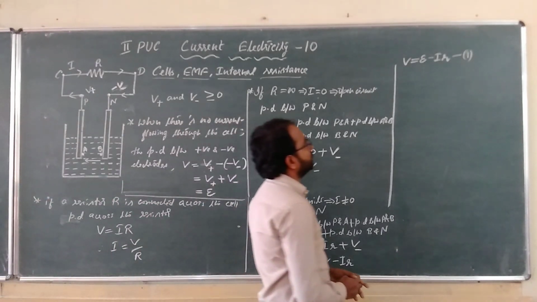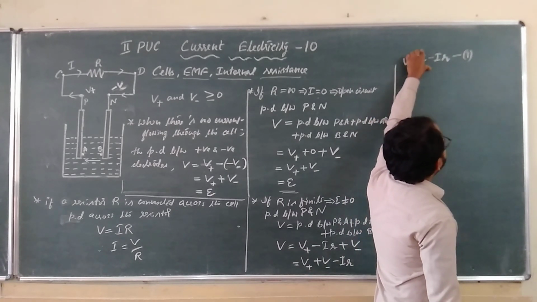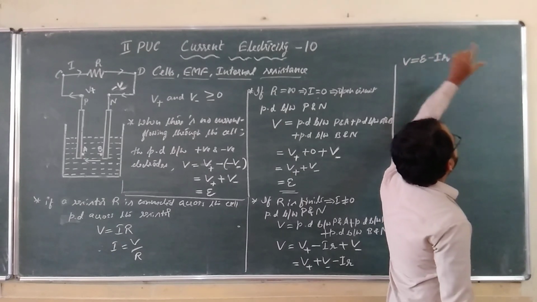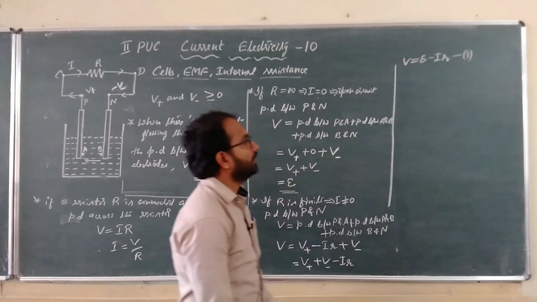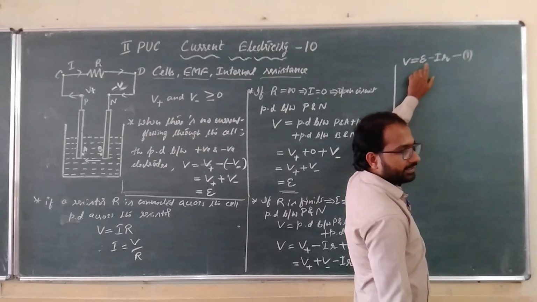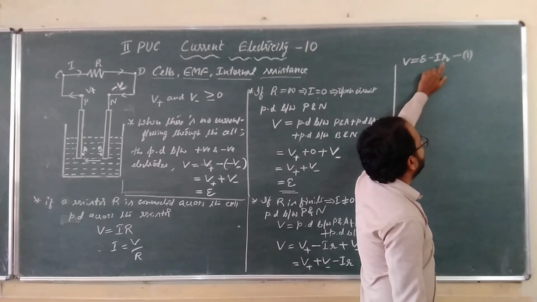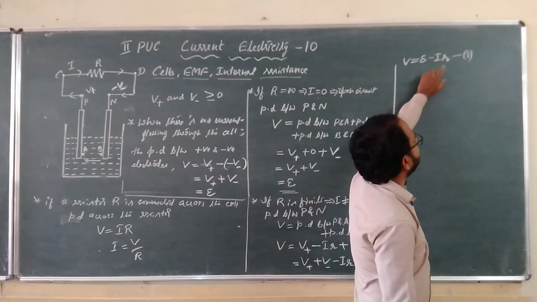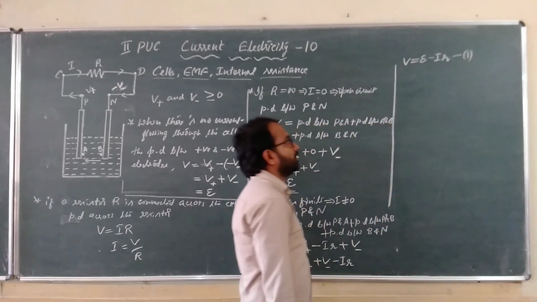So V is equal to E minus IR. The terminal potential difference is lesser than the EMF of the cell by an amount equal to the lost voltage across the internal resistance. So please do remember, this terminal potential difference is always lesser than the EMF of the cell by an amount, the lost voltage, that is the potential drop across the internal resistance of the cell, which is called lost volt, right? So the terminal potential difference is less than the EMF of the cell by an amount IR.